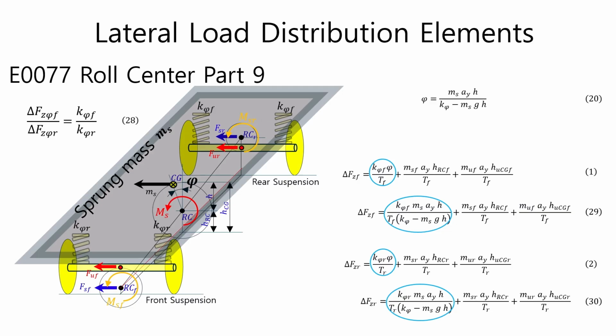In the latest video, E0077, the ninth part of vehicle roll center, I explained how the load transfer ratio between the front and rear wheels varies depending on the ratio of front and rear roll stiffness. Furthermore, I explained how varying the front and rear roll stiffness ratios in an actual vehicle leads to changes in the vertical load on the tires, and how the coefficient of friction, which varies with the vertical load, affects handling.